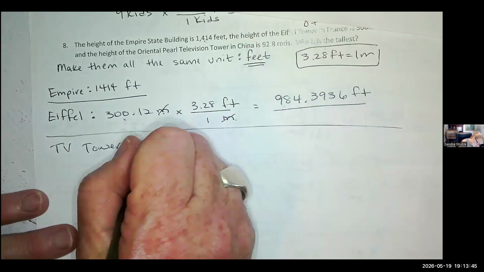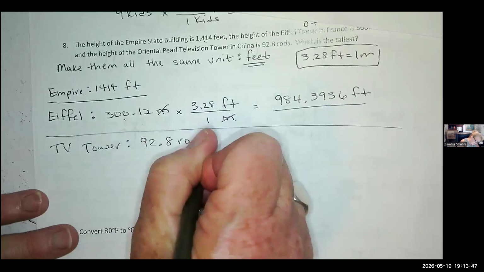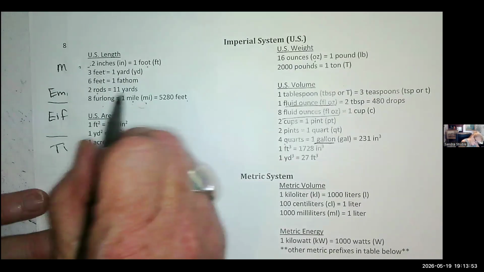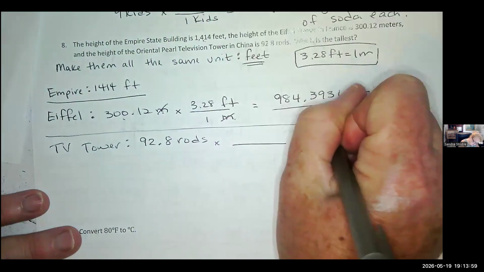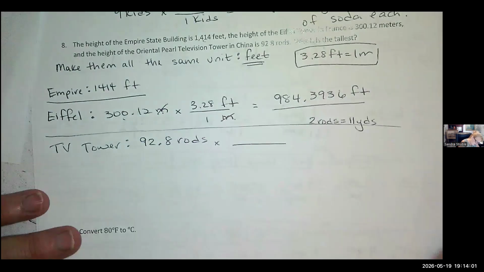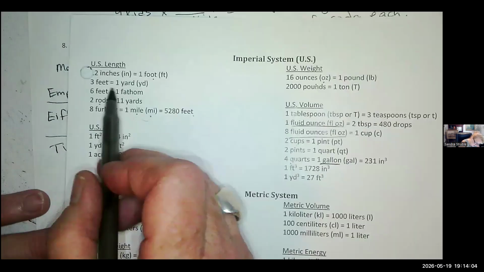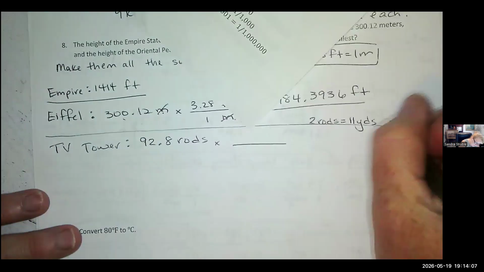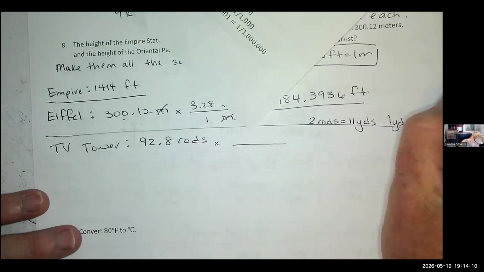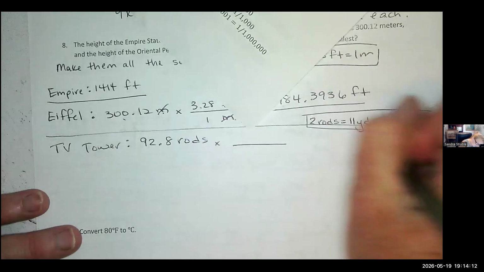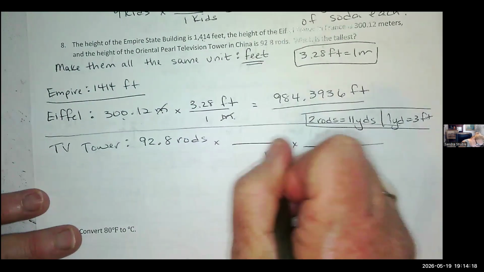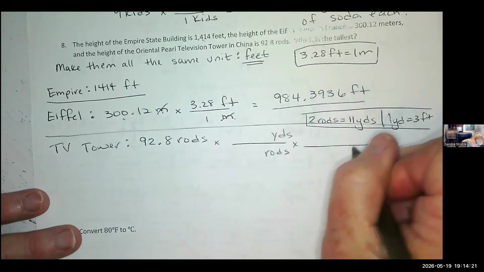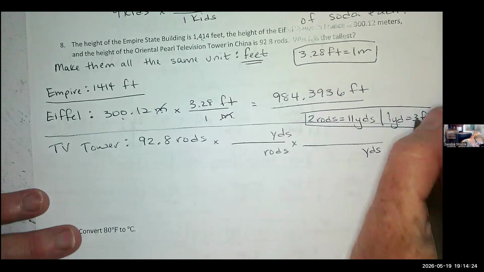rods. So I need to find, I know that's up here, 2 rods is 11 yards. 2 rods is 11 yards, but that's not feet. Okay, so then 1 yard is 3 feet. That'll get me there. 1 yard is 3 feet. I'll be using these 2 conversions. I need to get rid of rods. I'm going to yards, get rid of yards, and go to feet. Cancels, left with feet. Cool.